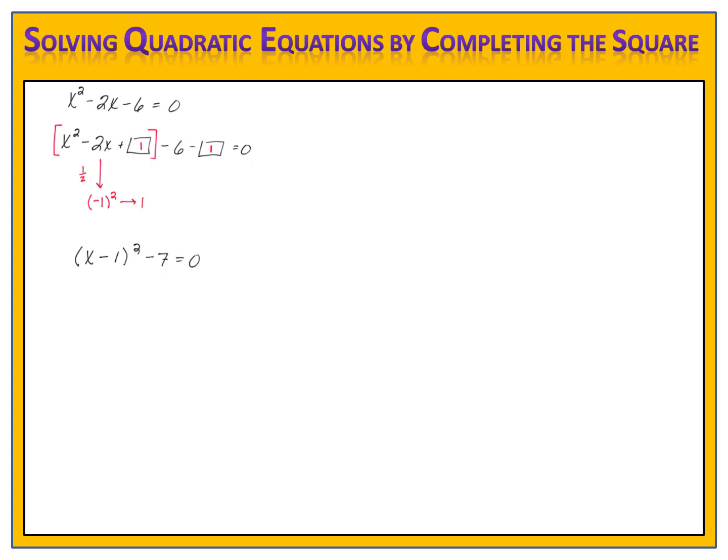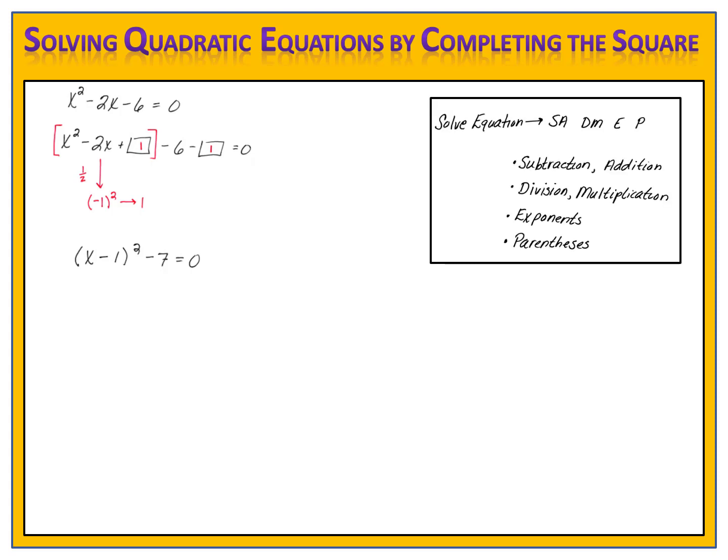And now I have an equation in vertex form that I can solve by using inverse operations, or SADMAP. I begin with my subtraction and addition. We have subtraction of 7, so we add 7 to both sides of the equation. We now have x minus 1 squared equals 7.